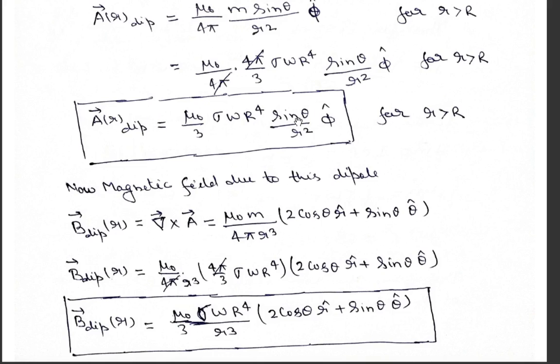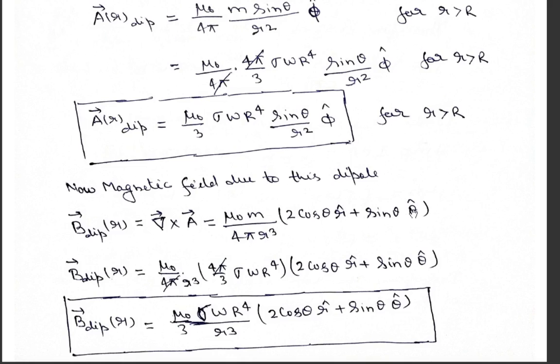If you take the curl of this quantity, that will give mu 0 m upon 4 pi, where small m is the magnetic dipole moment. So I am writing the direct formula; I am not taking the curl of this quantity. Okay, so this will be mu 0 into small m upon 4 pi small r cube, 2 cos theta r unit vector plus sin theta theta unit vector.